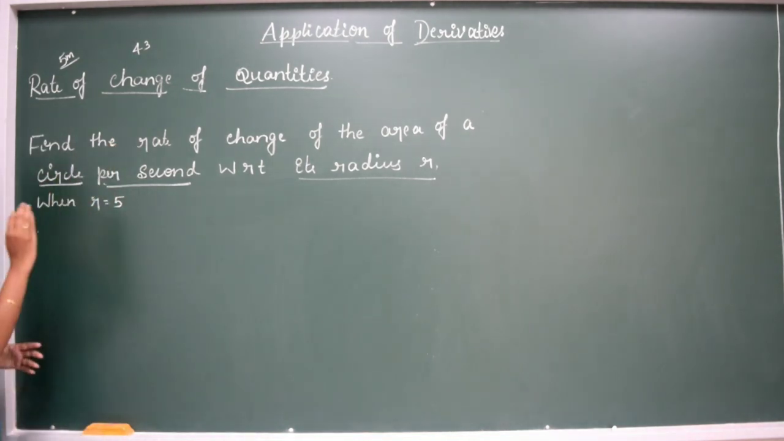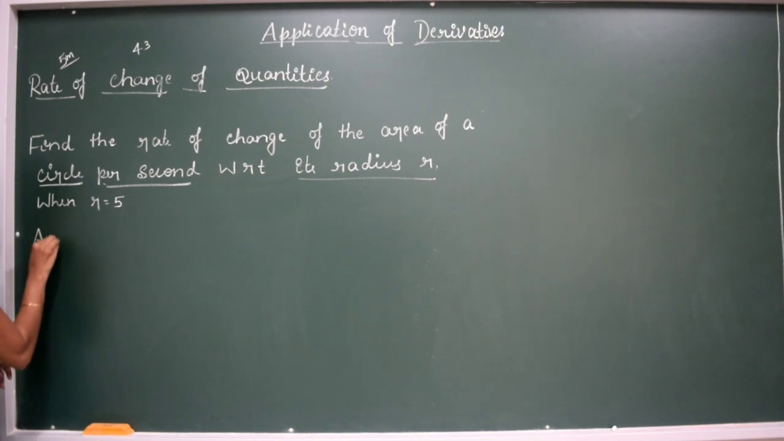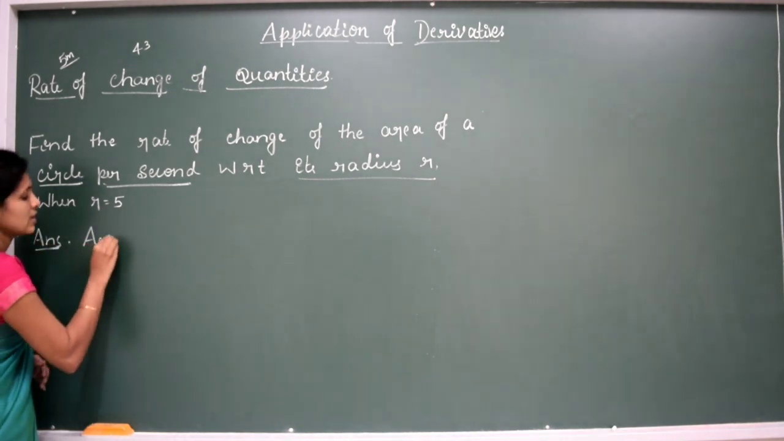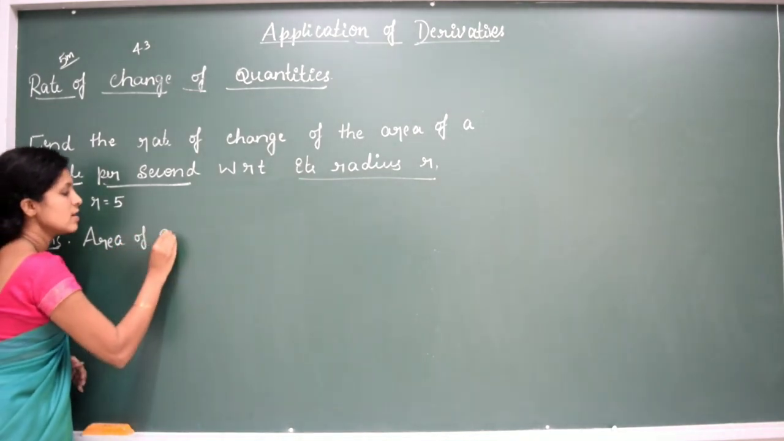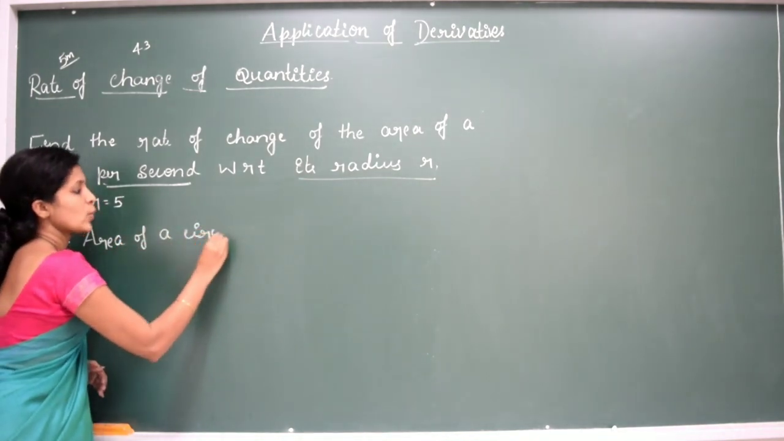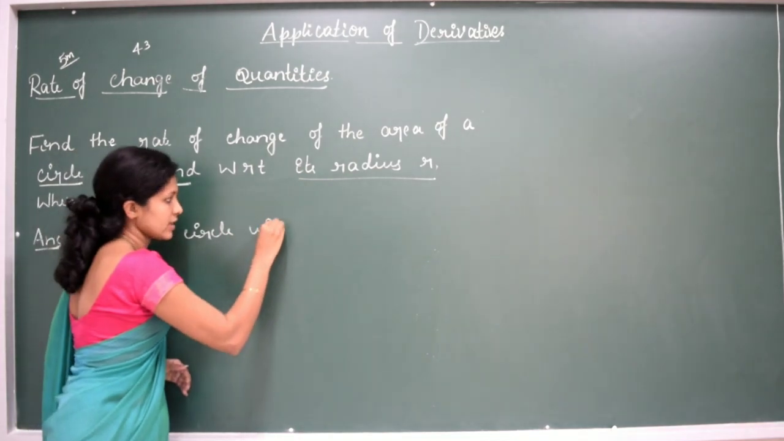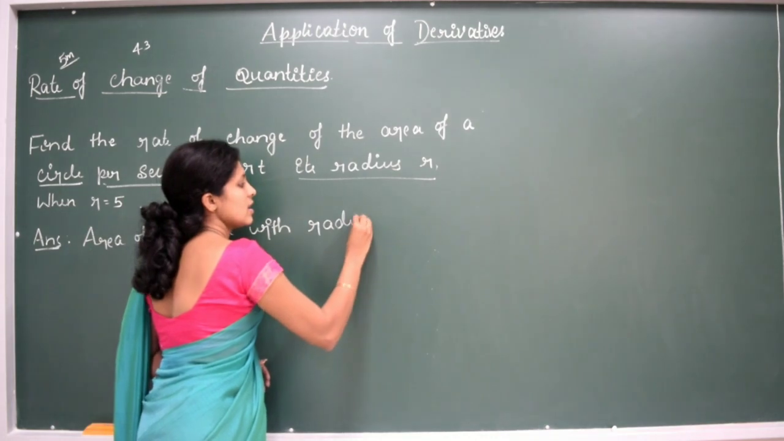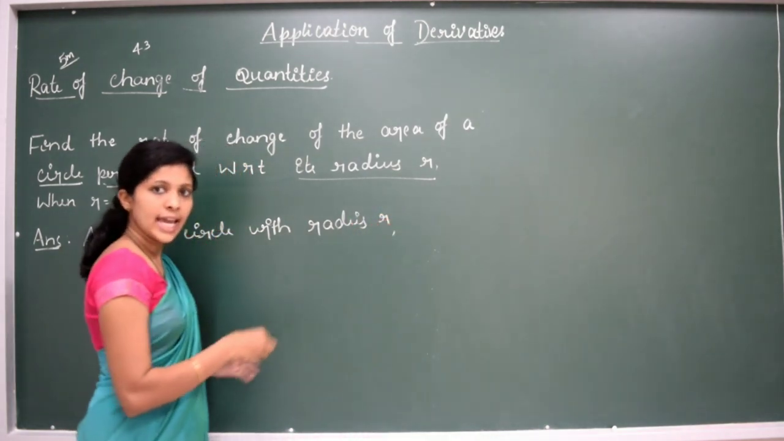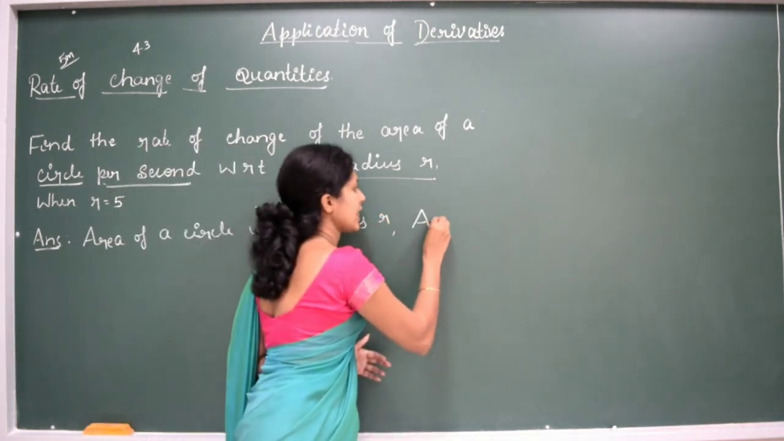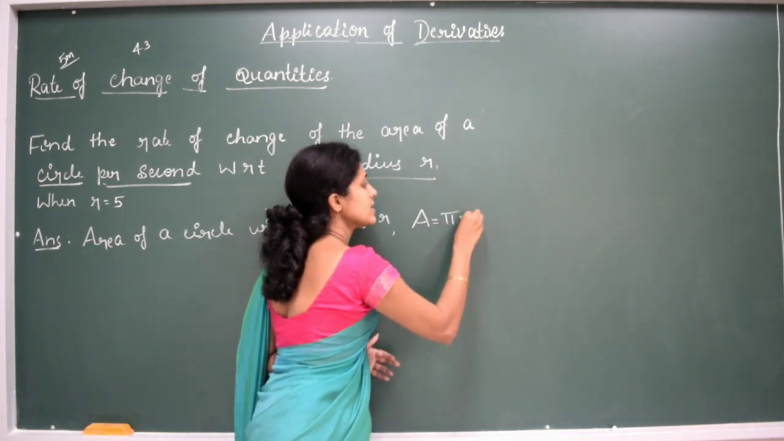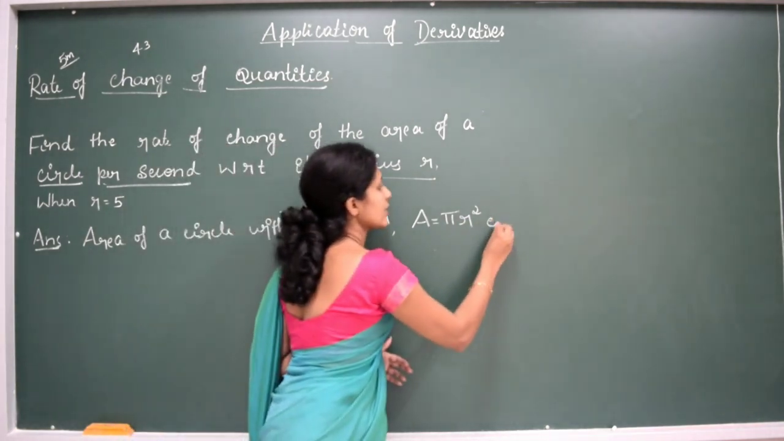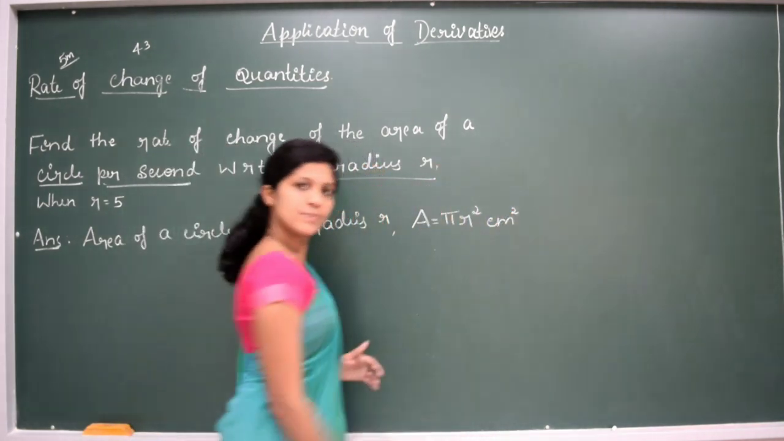First we'll write the area of a circle with radius r. What is the area of a circle with radius r? It is given by A is equal to pi r square. Area of a circle A is equal to pi r square. Since it is an area, we can write the unit as centimeter square.